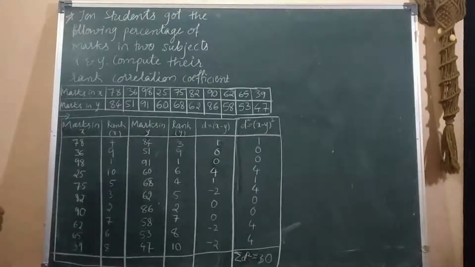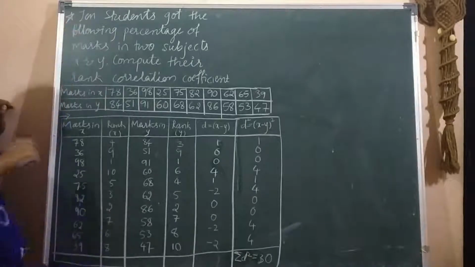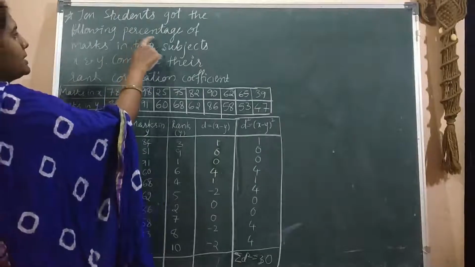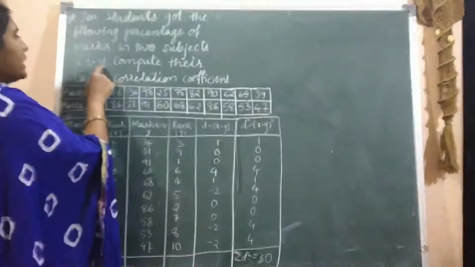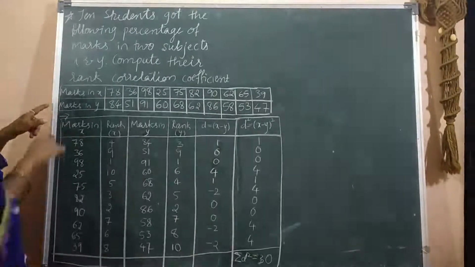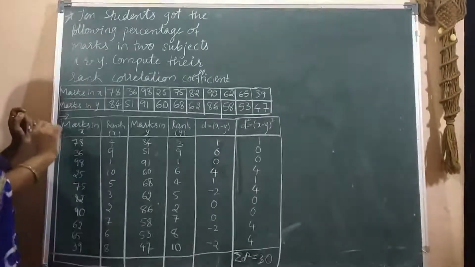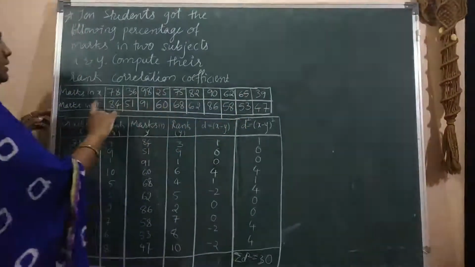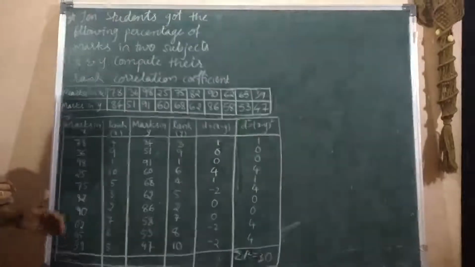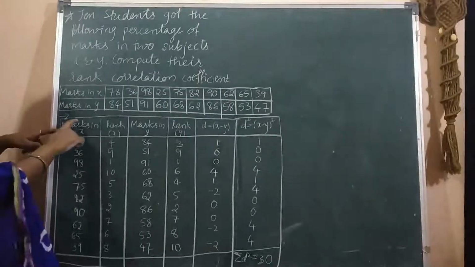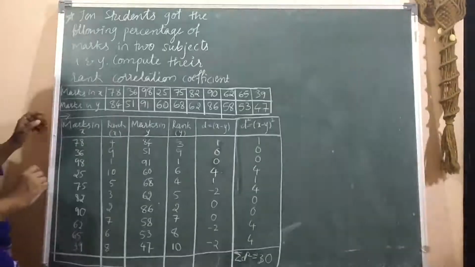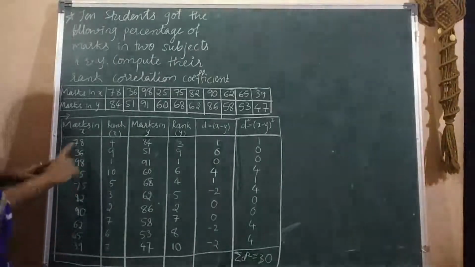Okay, let's have our next example on rank correlation coefficient. 10 students got the following percentage of marks in two subjects X and Y. Compute their rank correlation coefficient. Here they have given marks in X and marks in Y. I have already written the table. First I have written the X marks, next the marks of Y. Here I am giving the ranks to the marks.